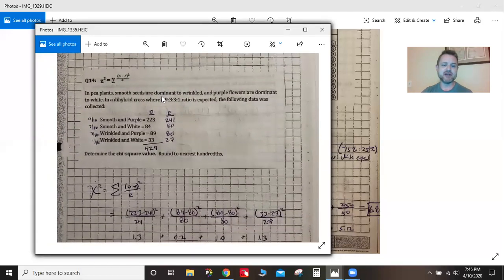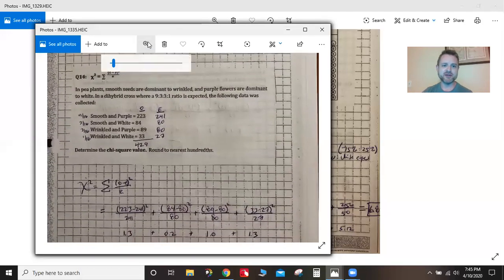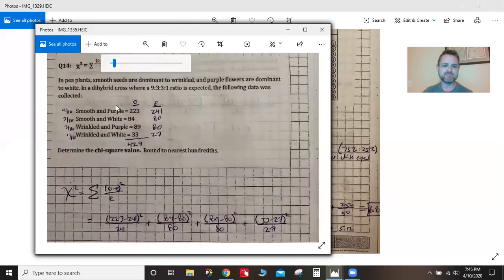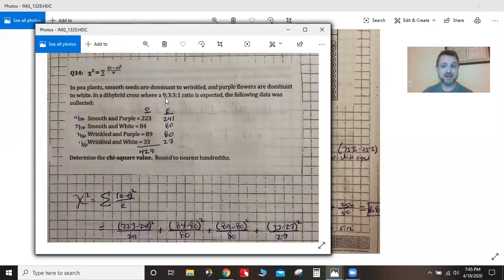Okay, so here's another chi-square question. We're going to go through this quickly because we already did one of these. If you do a chi-square, you need expected and observed. They're giving you 4 sets of data. Here I wrote O, these are the observed numbers. Now, the expected, I don't have to do a Punnett square because it tells me there should be a 9:3:1 ratio of results. So the biggest one should be 9/16. This should be 3/16. That should be 3/16. That should be 1/16.